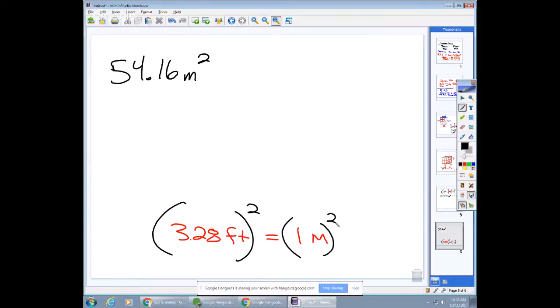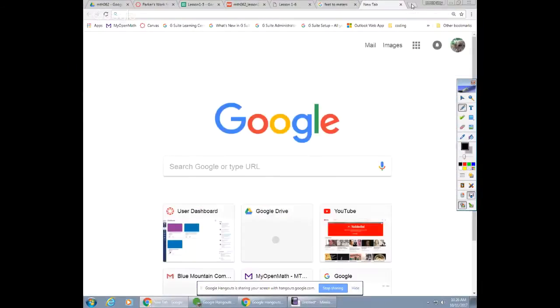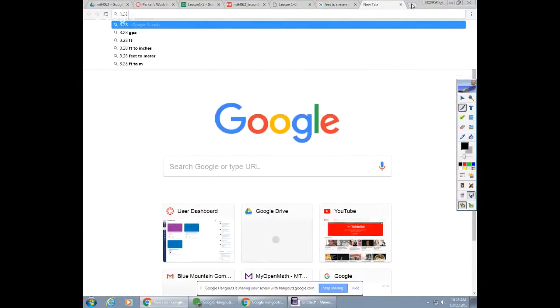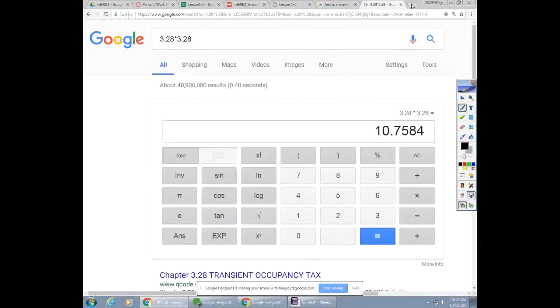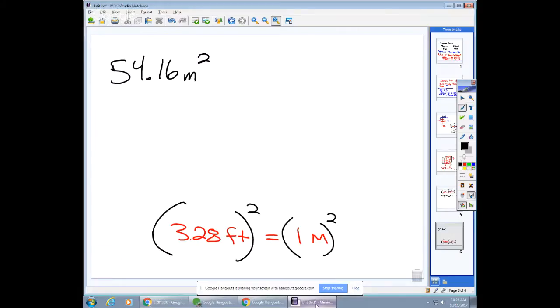area. So then I whip out my calculator and I take 3.28 times itself, times 3.28, and Google says it's 10.76. Let's go with that, 10.76. So now I just found that there are about 10.76 square feet. Oops, that's not my pen. In 1 square meter. 1 meter squared.